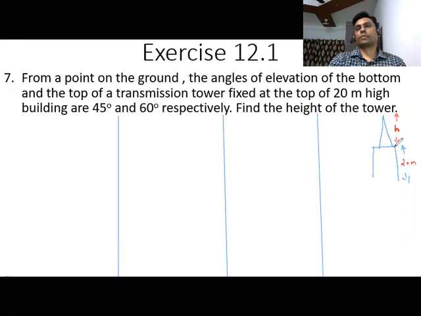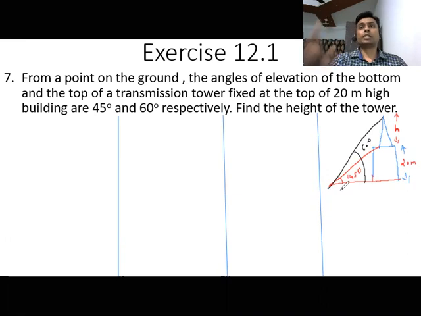This is the question. For that, they've given us two angles. One angle is from the bottom of the tower. This angle is one angle. How much is that angle? 45 degrees. One angle is from the bottom of the tower. The other angle is from the top of the tower. From here, one more angle is there. Top of the tower, that angle is 60 degrees.